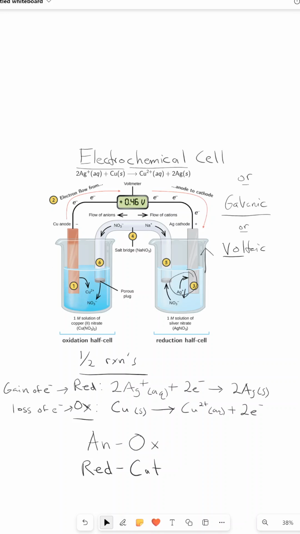Conversely, the size of our silver electrode, the cathode, will increase, right? And this is because our silver ions are gaining electrons. So they're being reduced and they're turning into a solid.